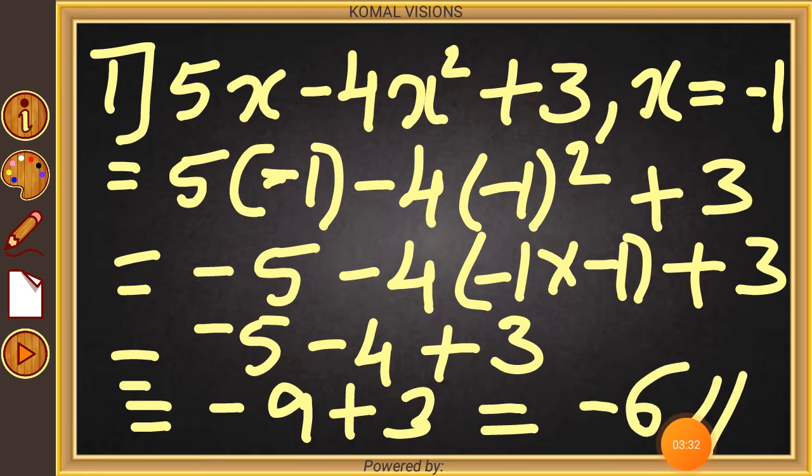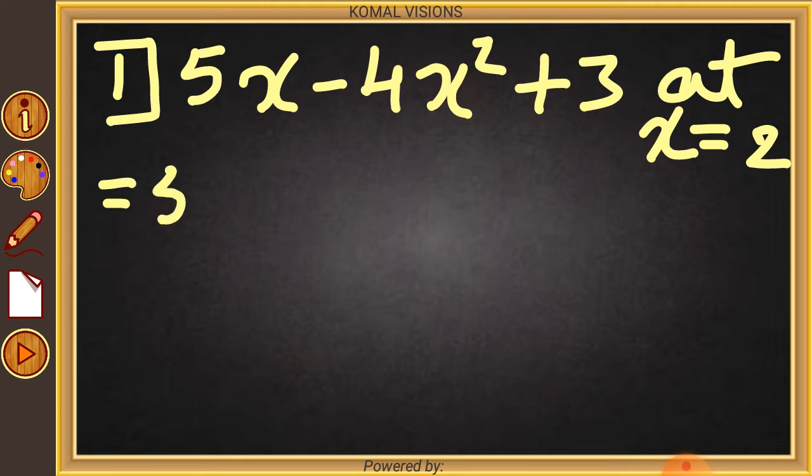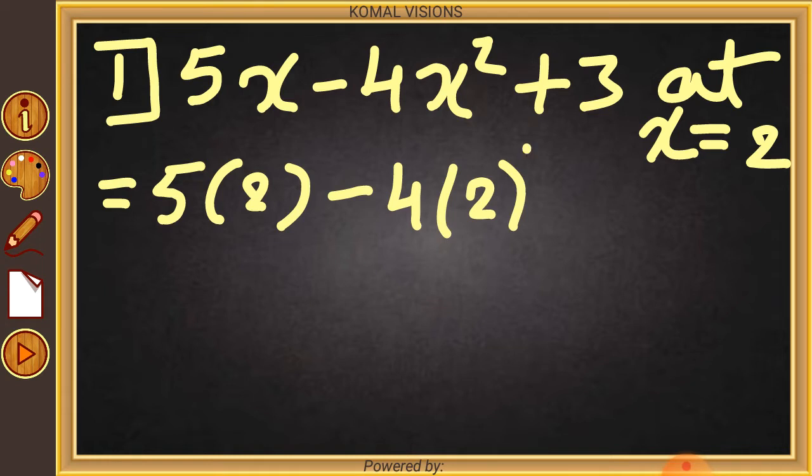So the value of the polynomial 5x minus 4x square plus 3 at x is equal to minus 1 is minus 6 here. Okay, and next, for the value x is equal to 2, let us find out. For the problem again, 5x minus 4x square plus 3 at x is equal to 2, we should find out. Again I will insert the value of x as 2, so that I get the expression like this.